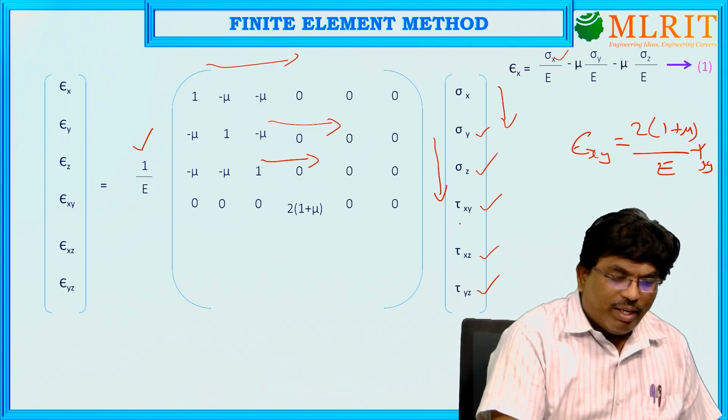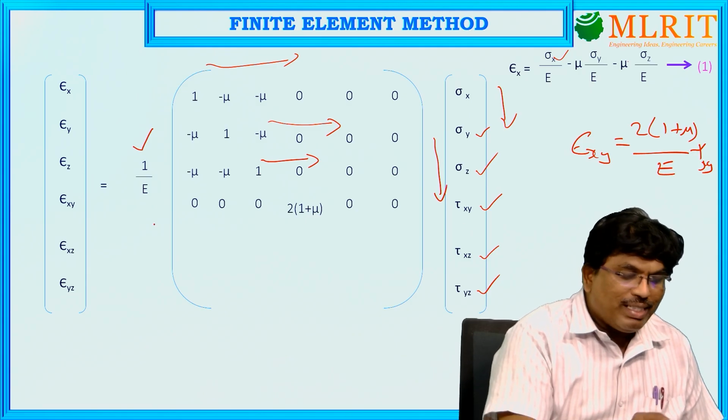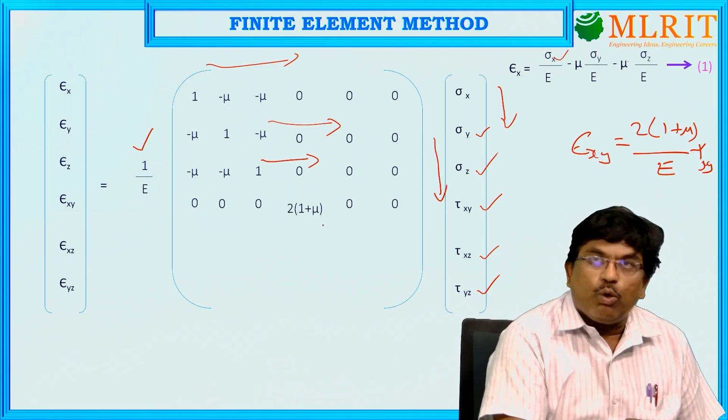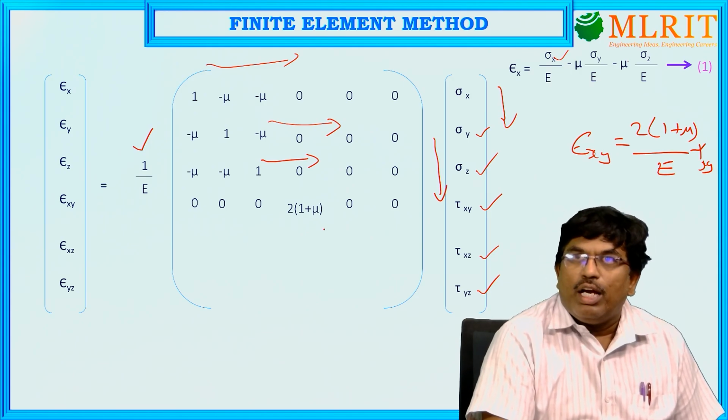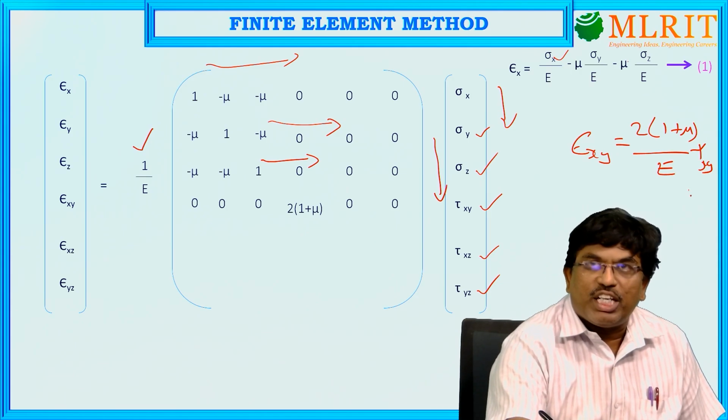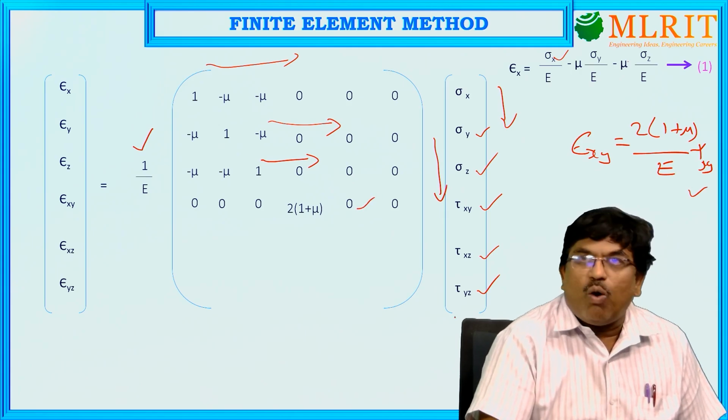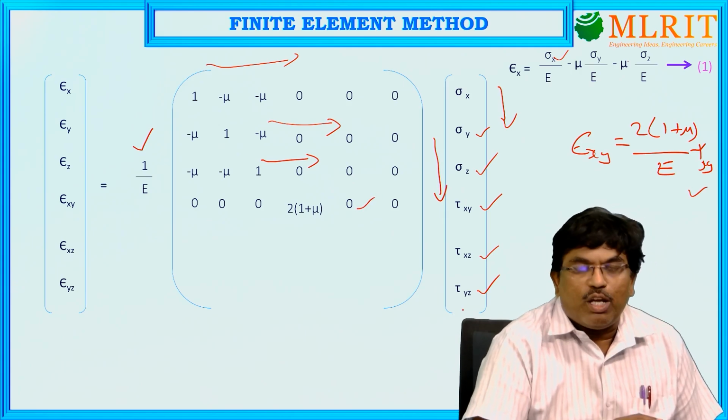So you take tau xy; the 1 by E is common, and the remaining part is 2 into 1 plus mu. And similarly, tau xz is not there in this equation, so the coefficient is 0. And tau yz also is not there, so tau yz also 0.